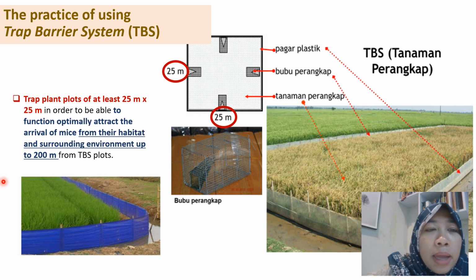Okay, a trap plant plus at least 25 meters by 25 meters. This is the minimum size of the TBS. It's like that. This is a ditch, this is a trap plant, and this is a plastic, and this is a pupu trap.